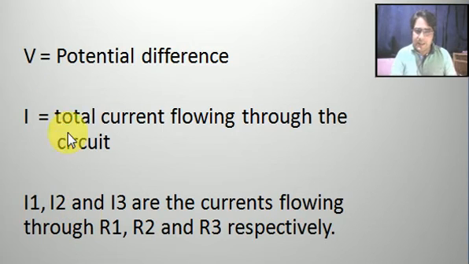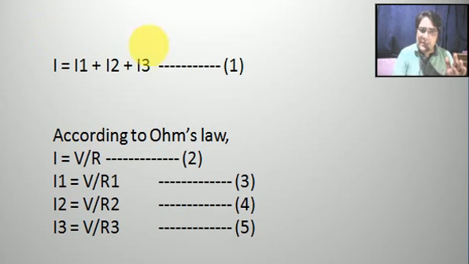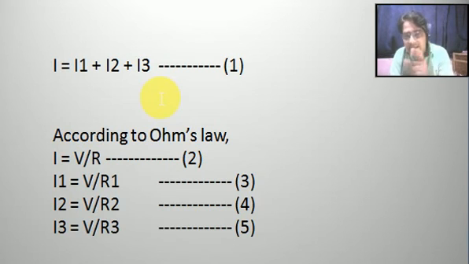तो यहां पे हम बोल सकते हैं कि टोटल पोटेंशियल डिफरेंस जो सर्किट की है दैट इज V, एंड जो करंट टोटल सर्किट की है, total current flowing through the circuit, that is I, and I1, I2 and I3 are the currents flowing through R1, R2 and R3 respectively, resistance 1, resistance 2 and resistance 3. अब यहां पे हम लिख सकते हैं टोटल करंट दैट इज I, that I is equal to I1 plus I2 plus I3, and now we are going to apply Ohm's law to every circuit, to every resistance one by one.